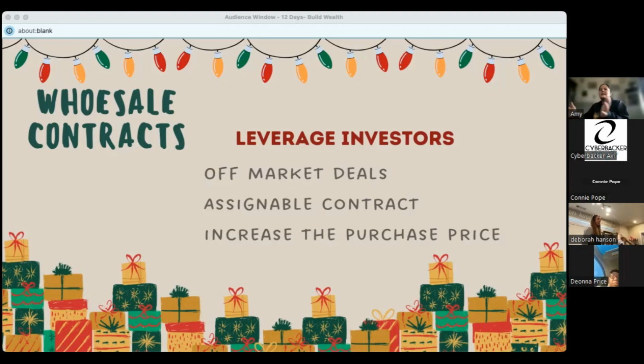Then you're going to connect that property, with the contract that you already hold on it, with an investor that is willing to purchase the home for more than you're in contract for. The difference is paid to you. That's how wholesaling works.